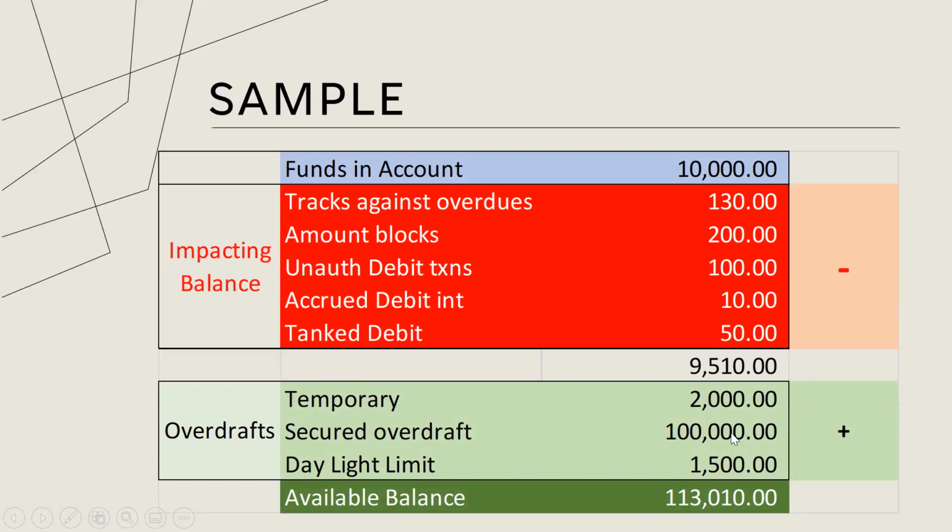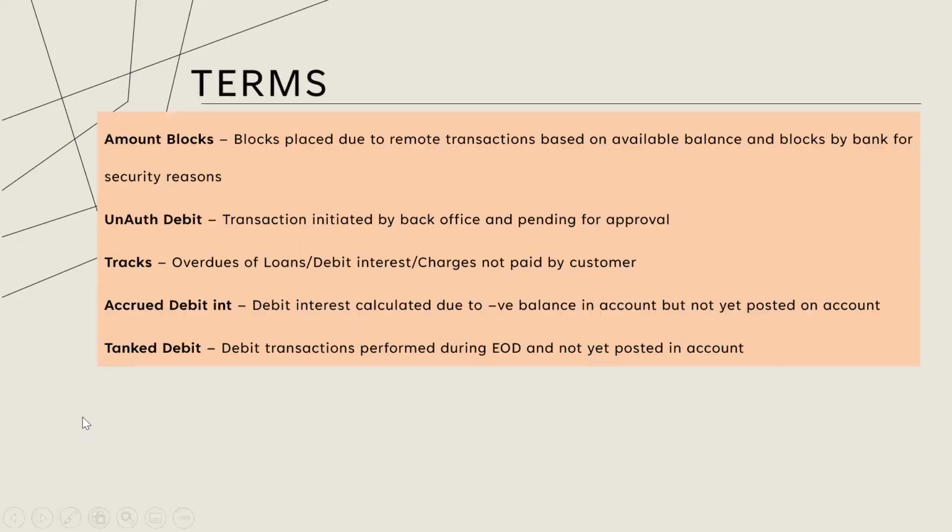For the secured overdraft, he has kept some FD or asset as a collateral, and based on that, the bank has given 1 lakh rupees. And the third one is the daylight limit, where around 1,500 is given. So all these components are getting added to the 9,510. Then finally the available balance for withdrawal is 113,010 rupees. This is the one sample I have given. I hope this clarifies. If you have any doubt, you can put it in the comment section, and I can give a better clarification.